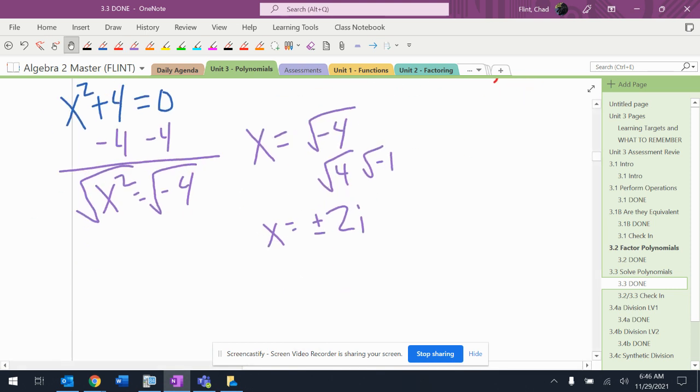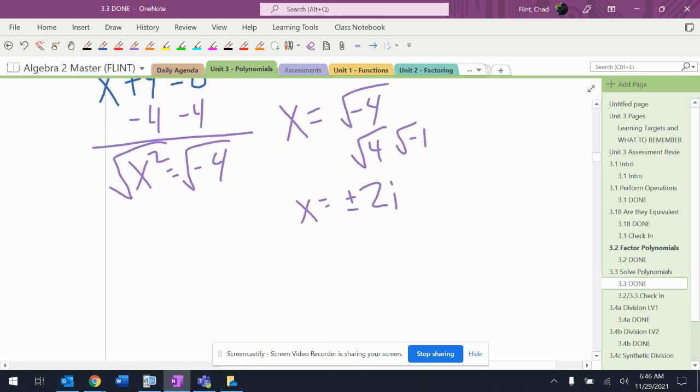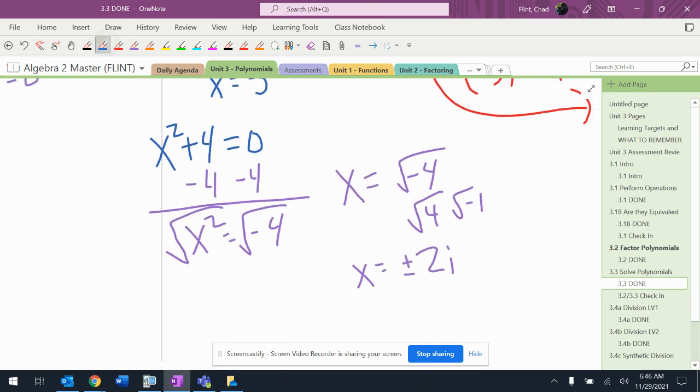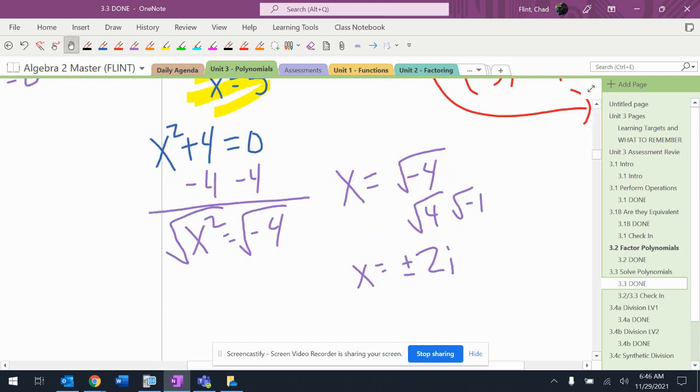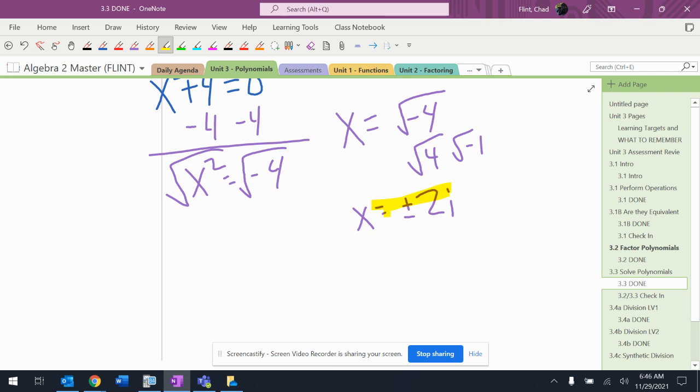So whenever you take a square root as part of solving an equation, you have to get a plus and a minus answer. So my solutions here would be the 5 that I got right here, and then plus or minus 2i that I got right there. So I'm going to put minus 2i, 2i, and 5.